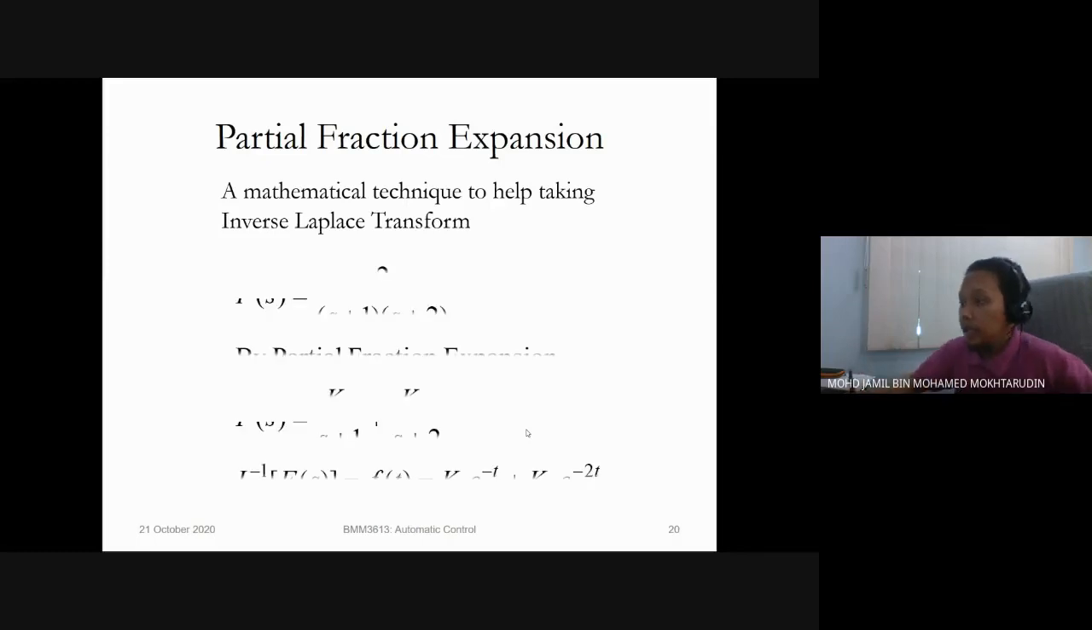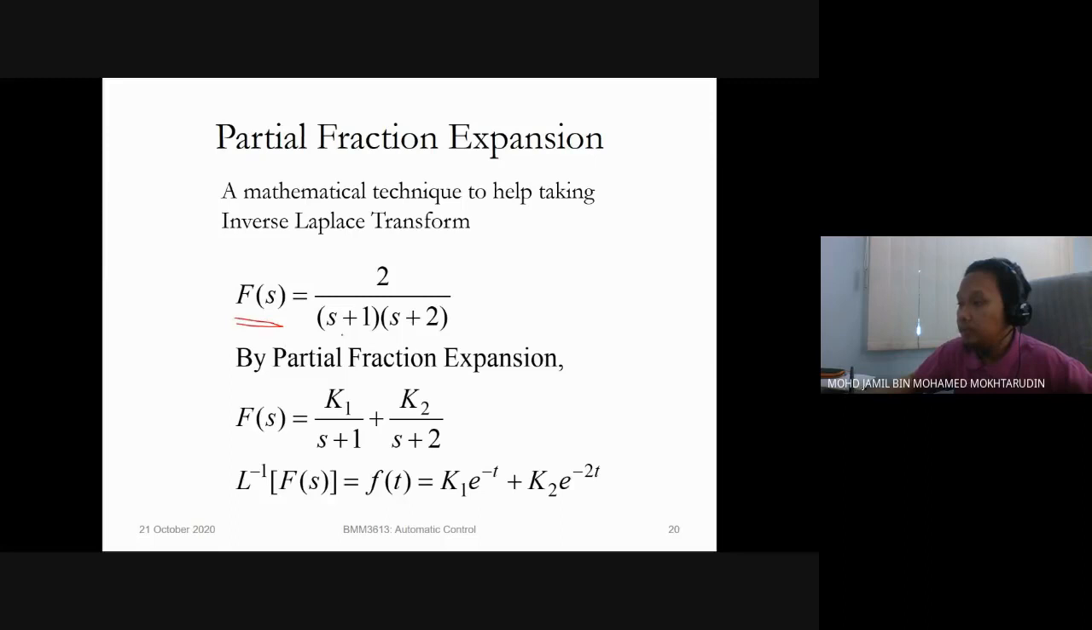So let's say you have this frequency function: 2 divided by (s + 1)(s + 2). In the table, you don't have this kind of function. Your function is usually 1/(s + a) or 1/s^(n+1). So you don't have a product of two (s + a) terms in the denominator. So you need to split this function using partial fractions to get the equation in this form.